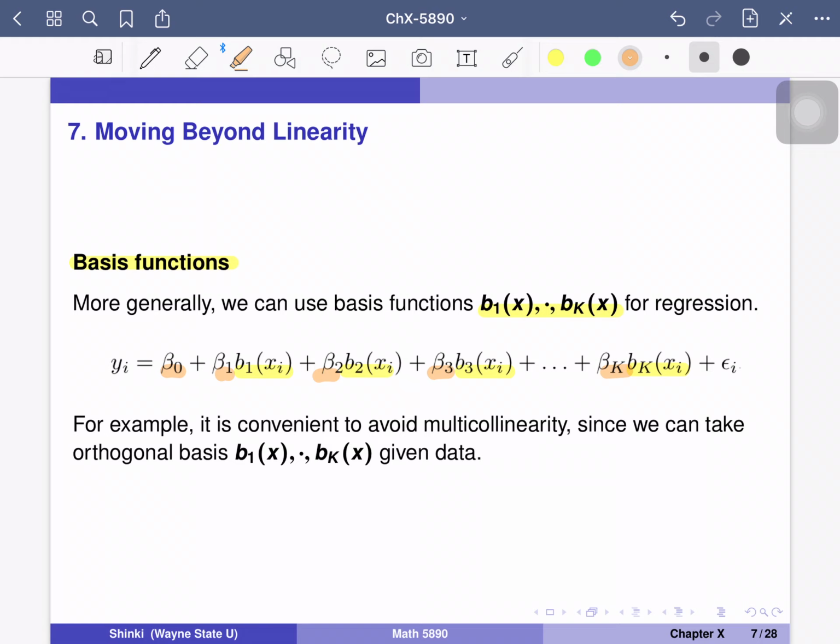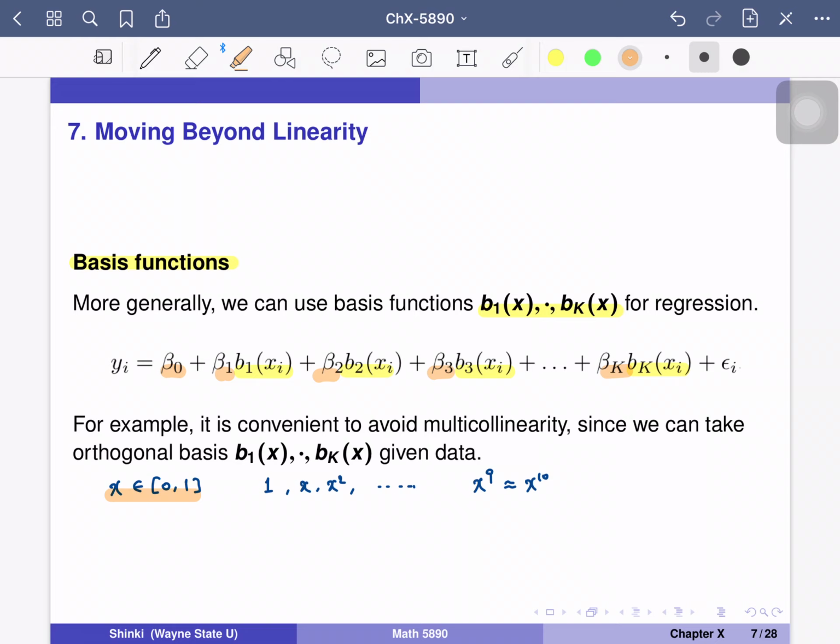Sometimes it is convenient to avoid multi-collinearity. So we can take an orthogonal basis b1 to bk. For example, think about the case that x is between 0 and 1. It is fine to include intercept and x squared, but you can see if we include many terms, x to the 9th power and x to the 10th power are very close on this dataset.